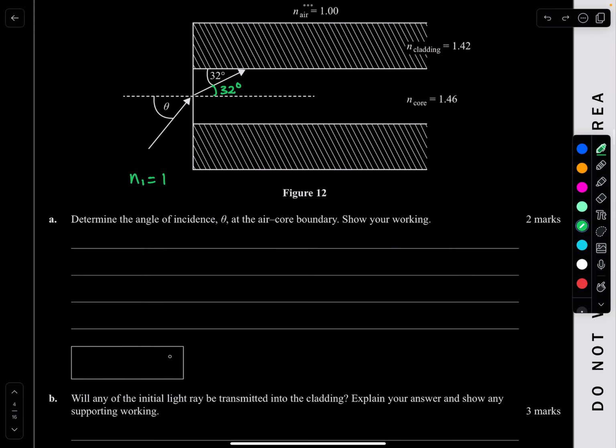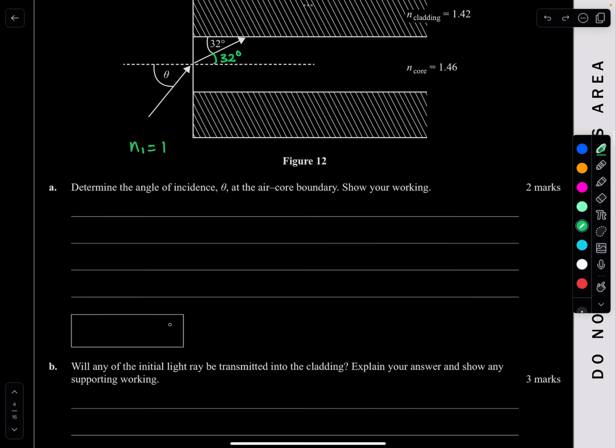We also have the refractive index for the core, so we can use our formula: N1 sine theta equals N2 sine theta. N1 is 1. Sine theta is what we're trying to calculate. N2 is the core index, 1.46. Sine of the refracted angle, which is 32. So your theta is basically the sine inverse.